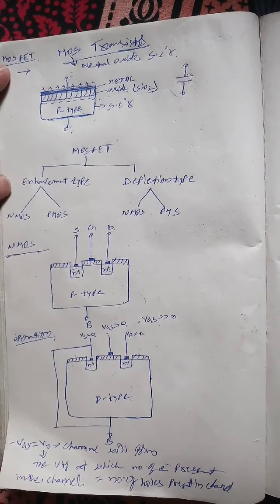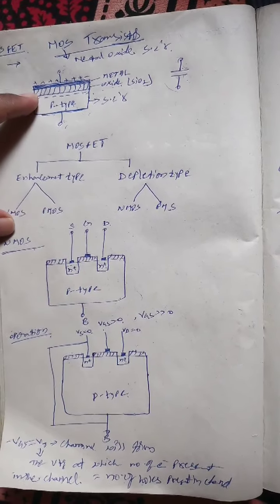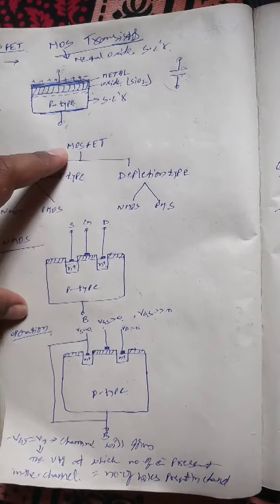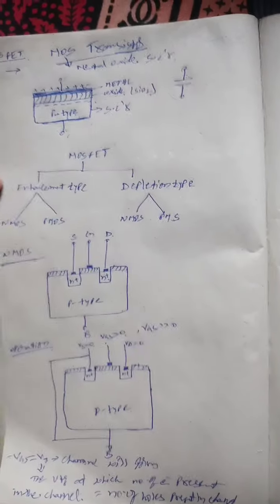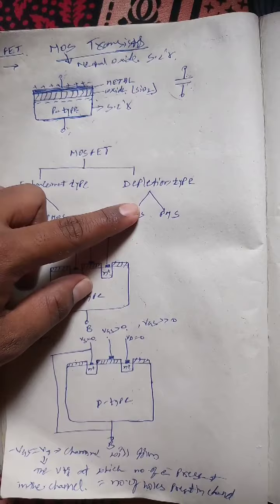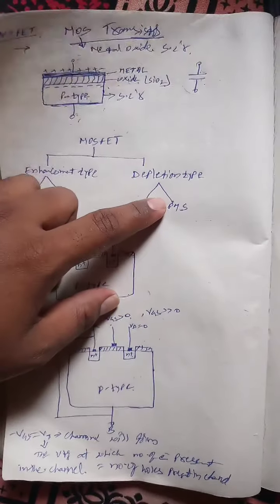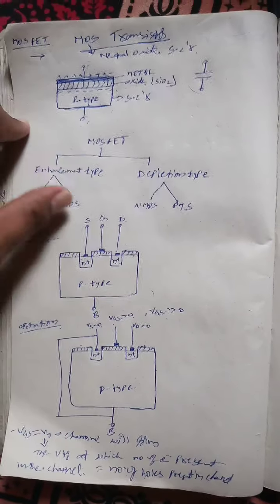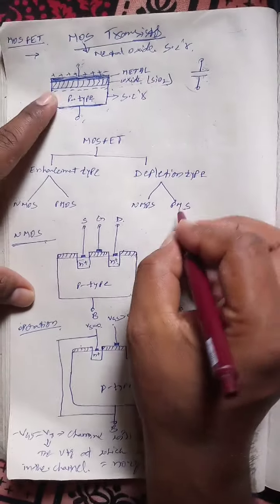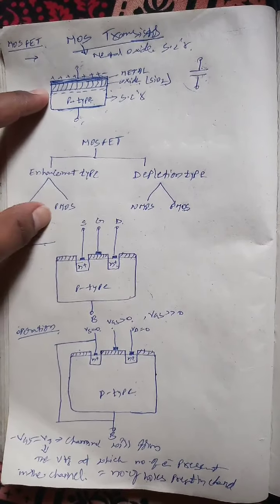Now let us go for MOSFET. The transistor made up of this metal oxide semiconductor device is nothing but a MOSFET. MOSFET is divided into two types: enhancement MOSFET and depletion type MOSFET. Again, in both enhancement and depletion types, there are NMOS and PMOS. NMOS is an N channel MOSFET, and PMOS is a P channel MOSFET.